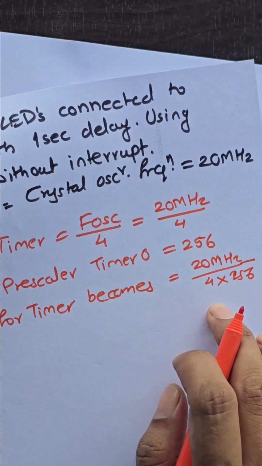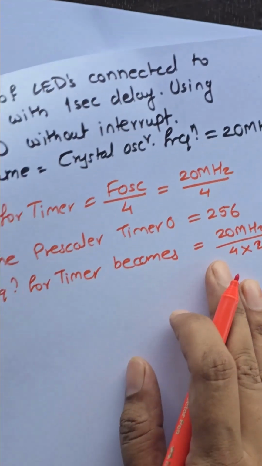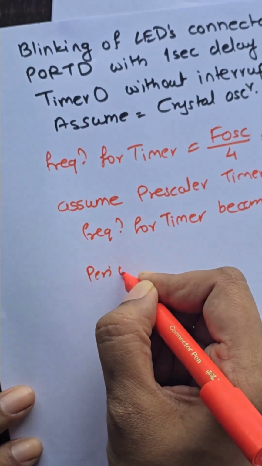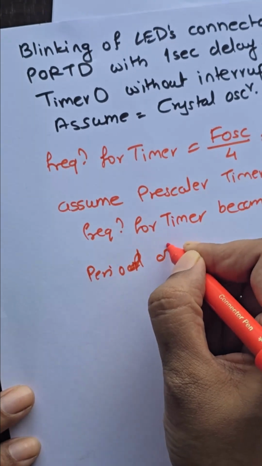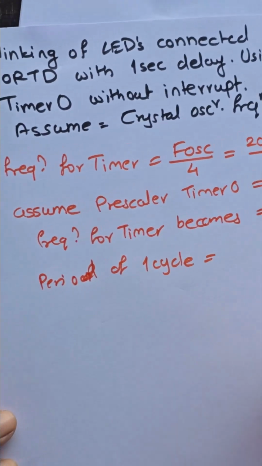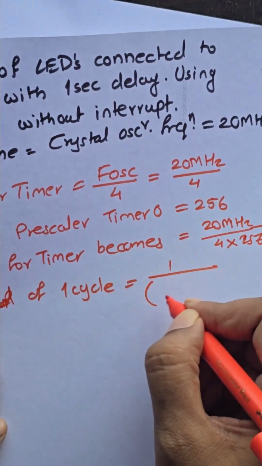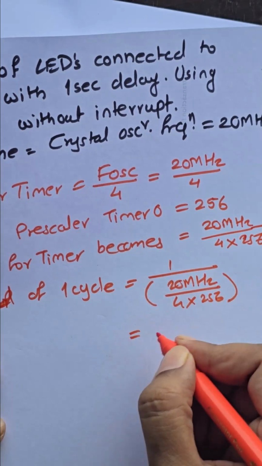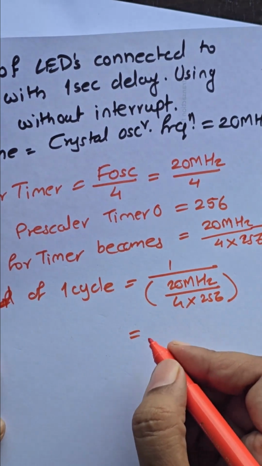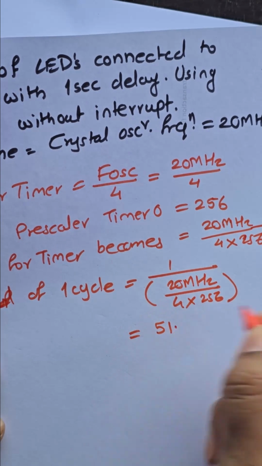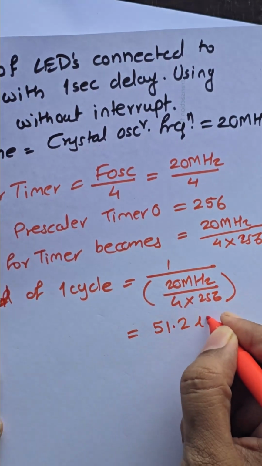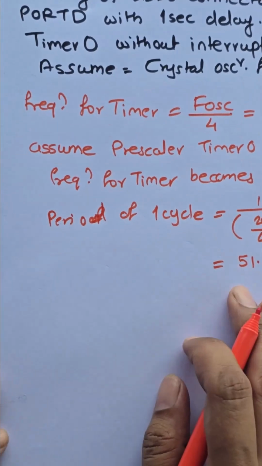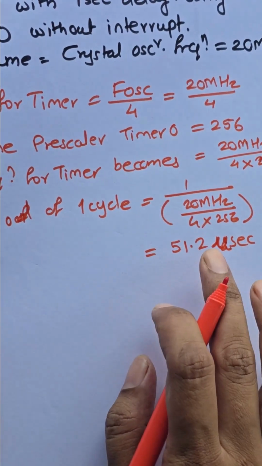The reciprocal of this timer frequency is the period of one single cycle for the timer to count the pulses. So the period of one single cycle is the reciprocal of 20 megahertz divided by 4 into 256. This gives us the answer equal to 51.2 microseconds. Now this is the duration of one single cycle.